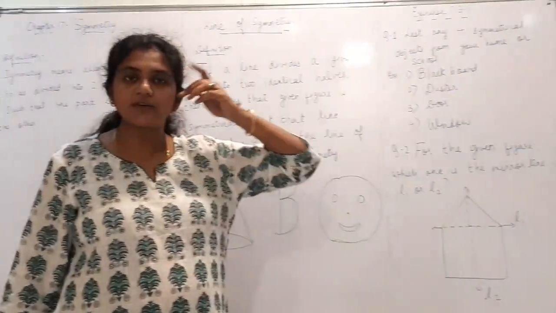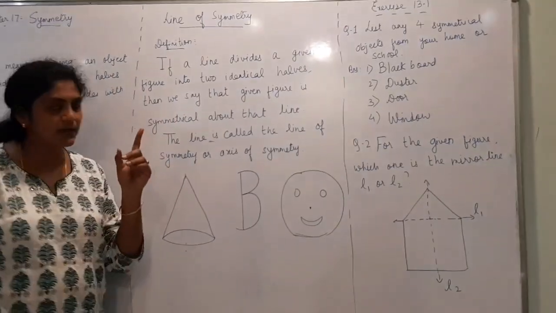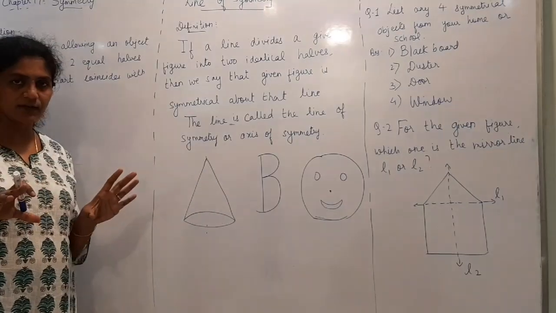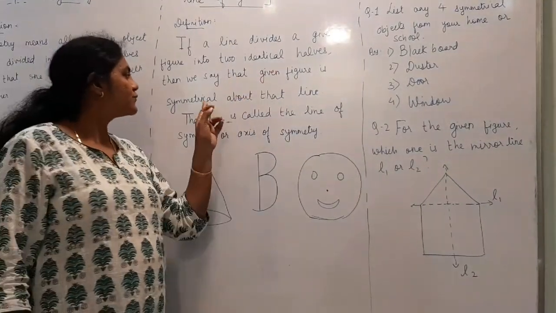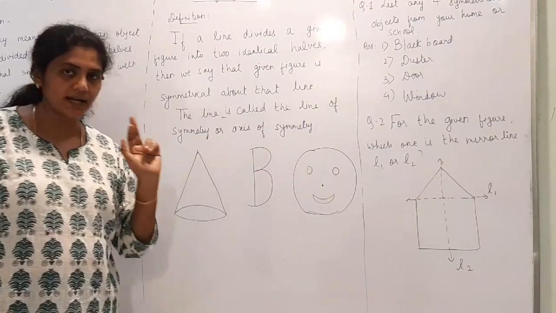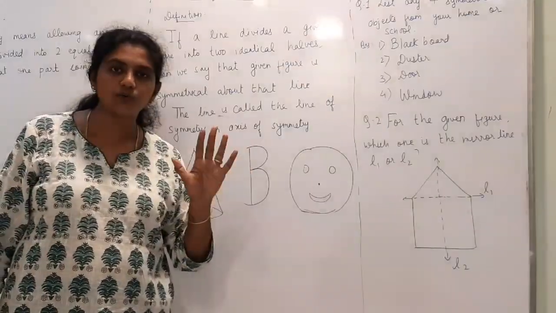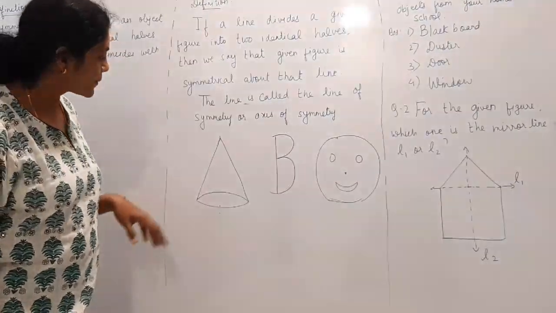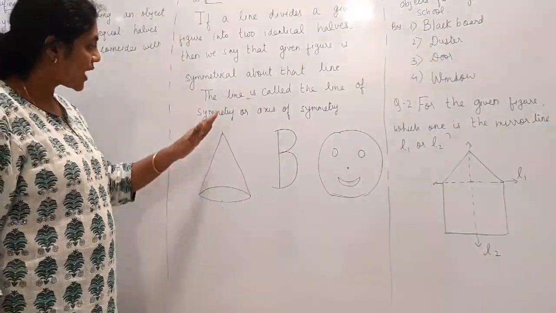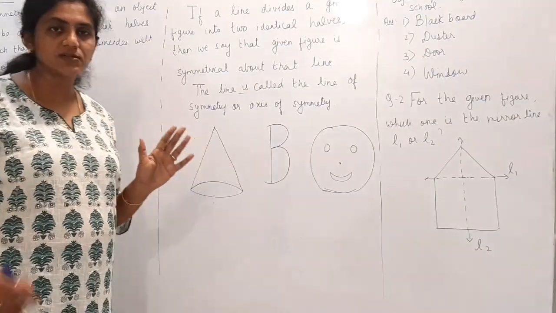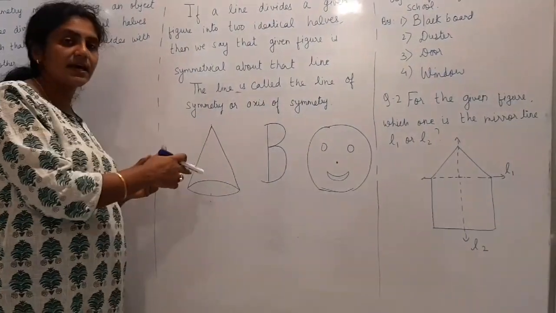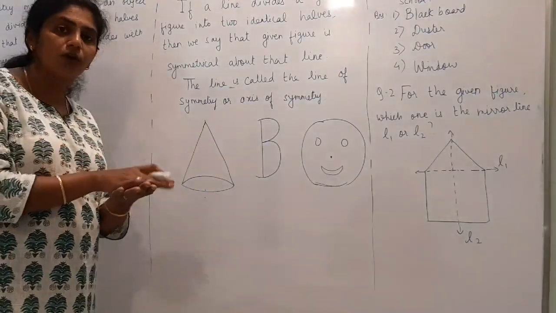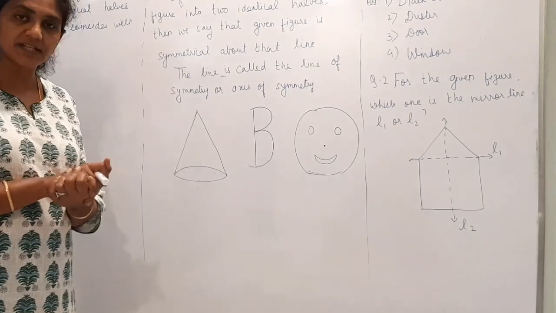Now line of symmetry, what is that? Line of symmetry means if a line divides a given figure into two identical halves such that the given figure is symmetrical about that line. So you have learned how to recognize the line of symmetry. Suppose this is the figure. You have to find the line of symmetry so that it divides the figure into two equal halves, and if you fold it, it matches completely.